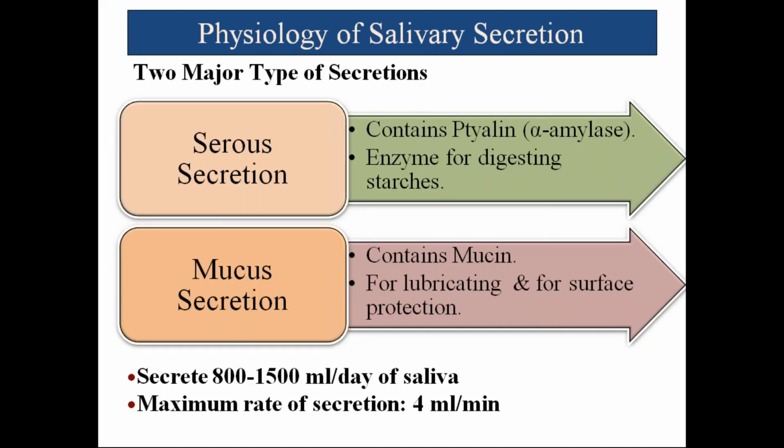Now coming on to the physiology of salivary secretion. Salivary secretion is of two major types. One contains the salivary enzyme, that is the salivary alpha amylase, also known as ptyalin, and this type of secretion is your serous secretion. Another contains mucus or mucin, and it is for lubricating and for protection of the surface. This is how much saliva is secreted, the maximum rate of salivary secretion.